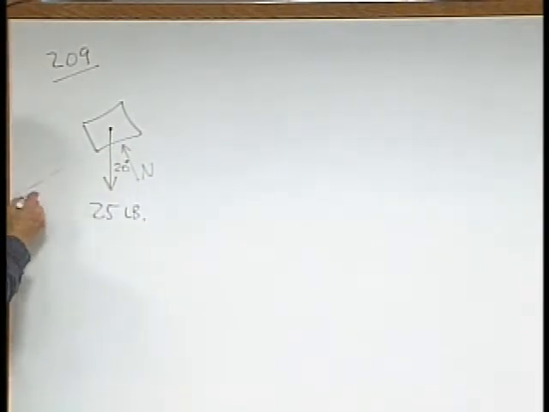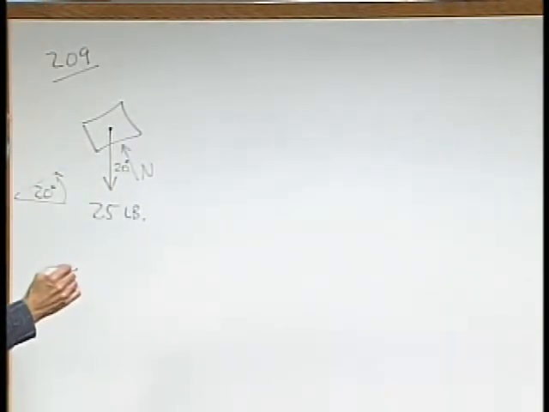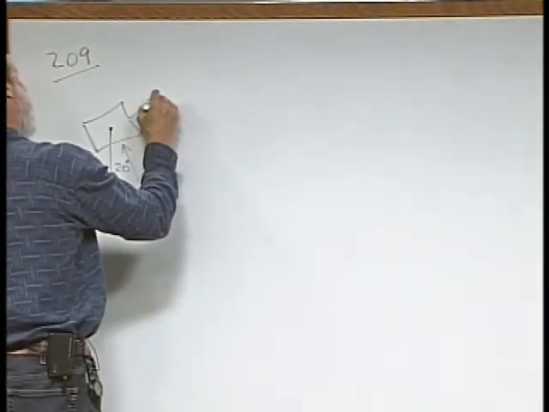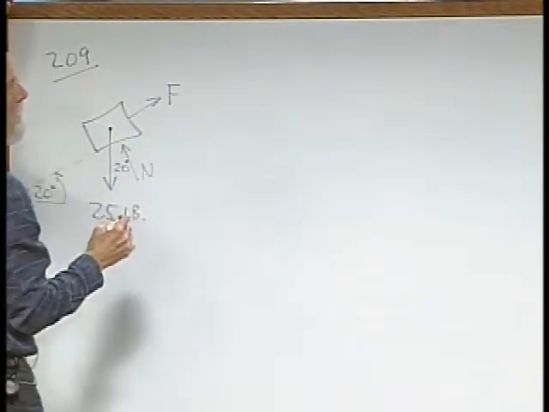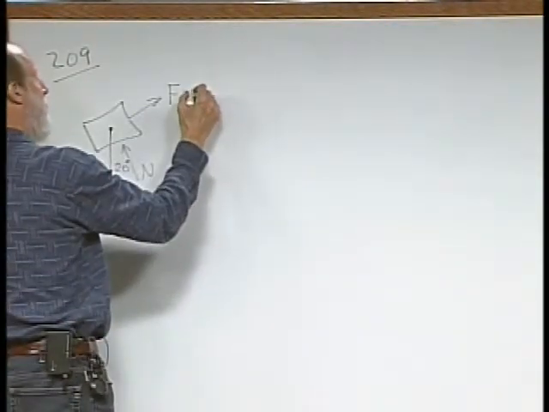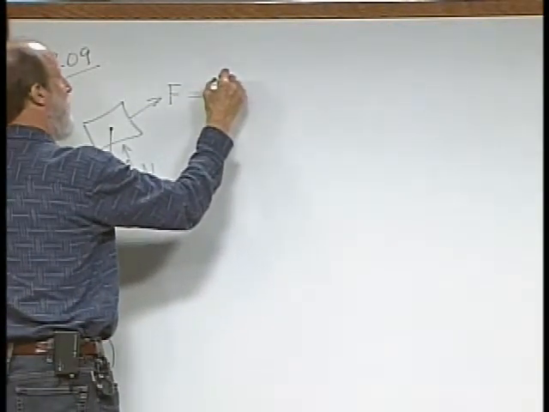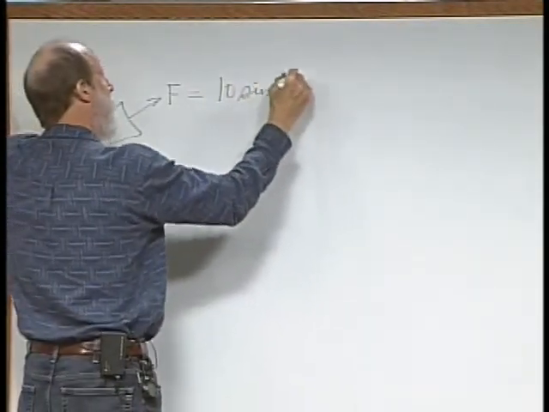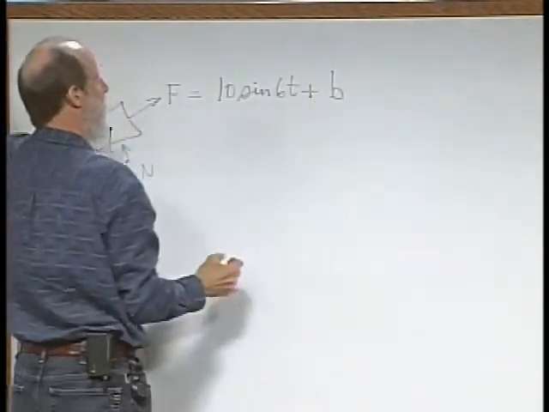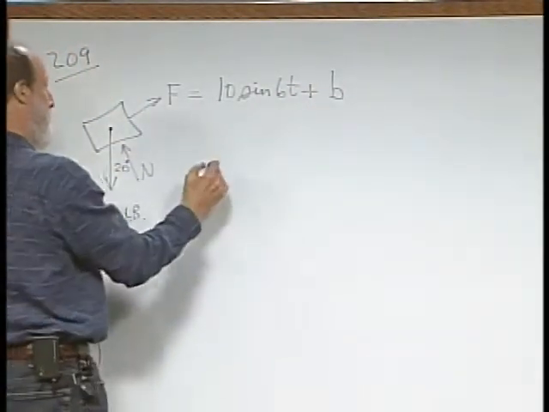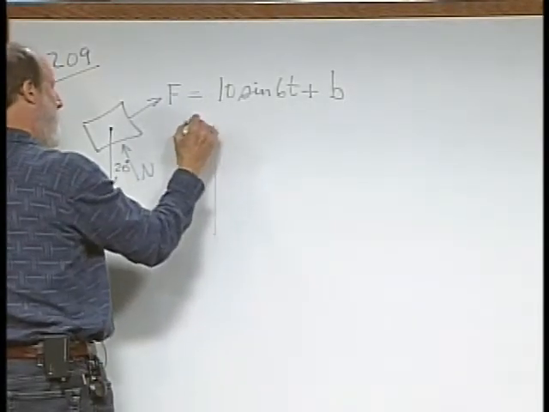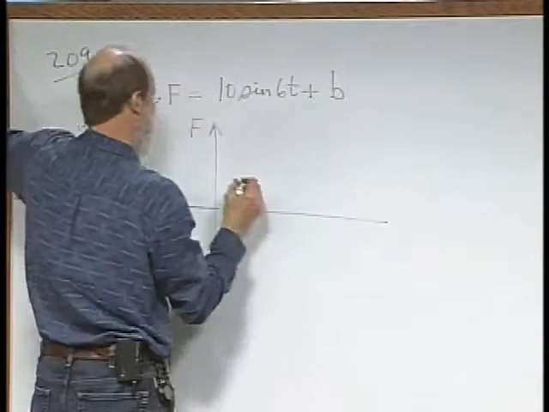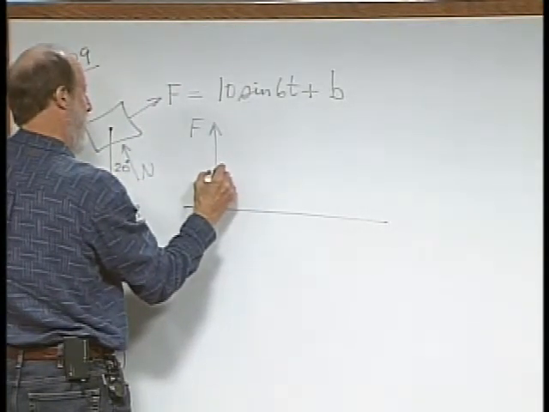And so then this ramp is at 20 degrees. And I don't believe there's any friction. And we have this loading function then, capital F, which is described as being the sinusoid, which happens to be 10 sine of 6t plus B, which is your vertical shift. The graph of that loading then looks something like this.